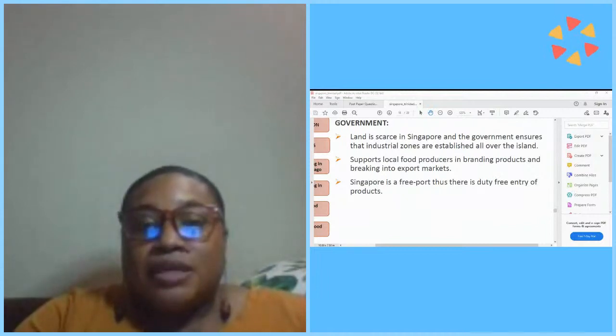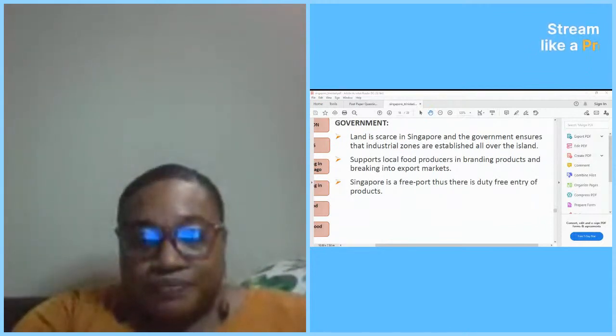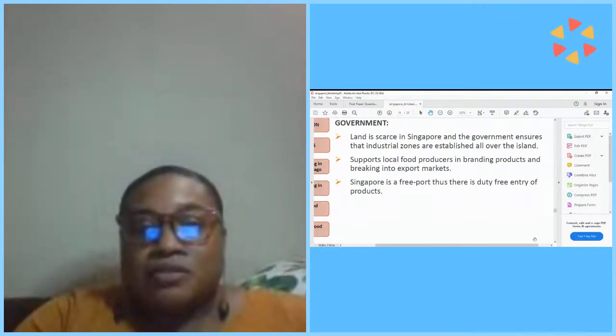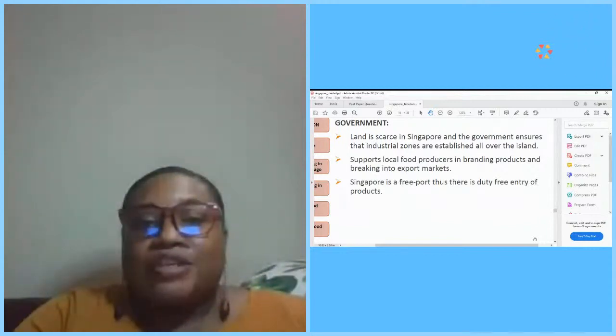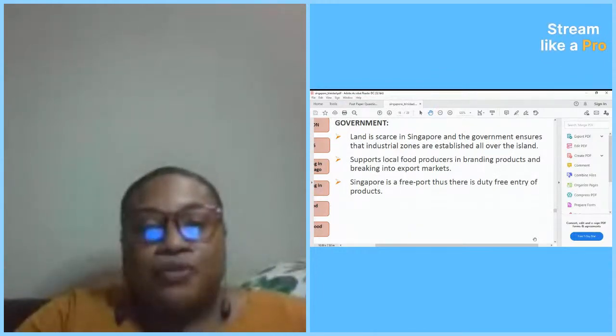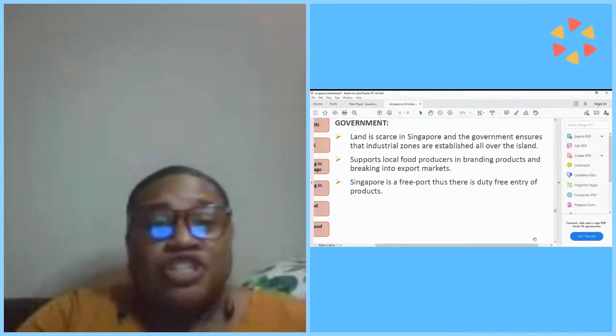Right, in terms of the food processing industry, in terms of branding, they brand their products locally, right, and they try to export them, of course, to other markets. So they support the local food producers by branding the products and then exporting them, just like Trinidad.